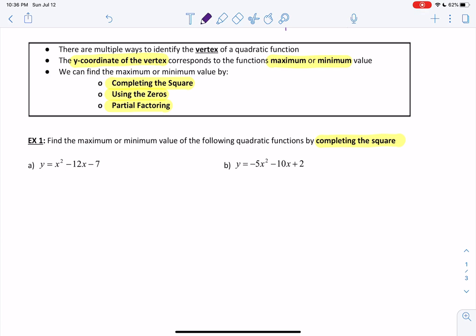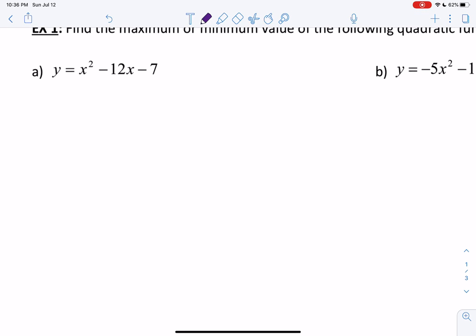So let's start with example 1a here. When we're completing the square, the first thing we're going to do is put brackets around the first two terms. Next, I see if there is a coefficient in front of the x squared. If there is, I have to factor it out. In this case, it's just a 1, so I don't need to worry about it.